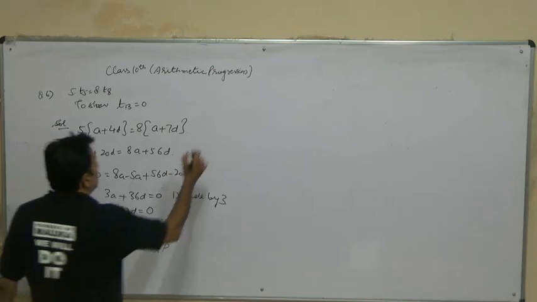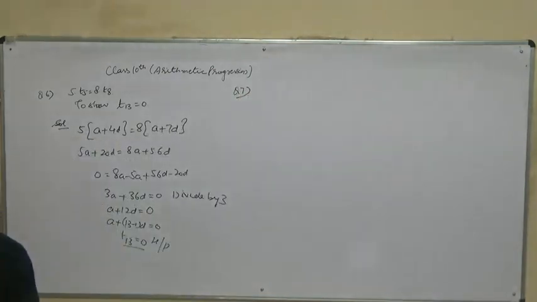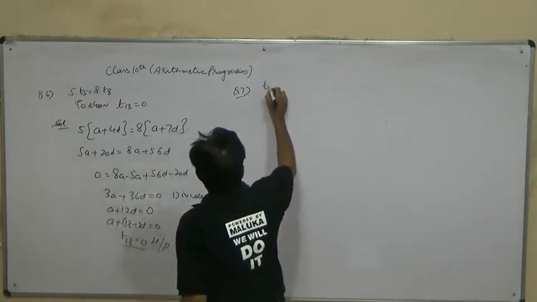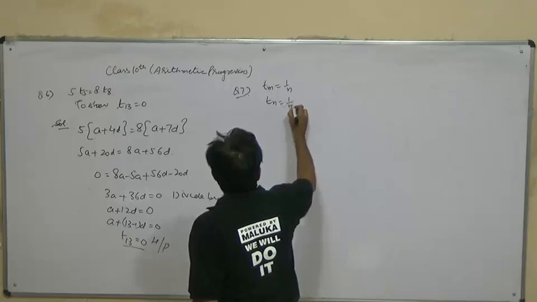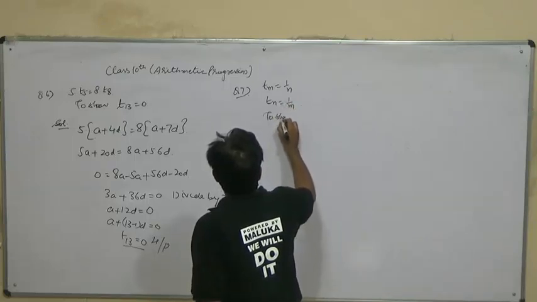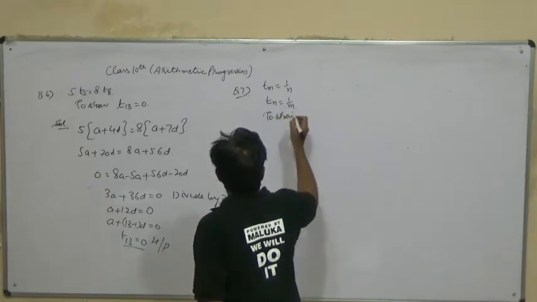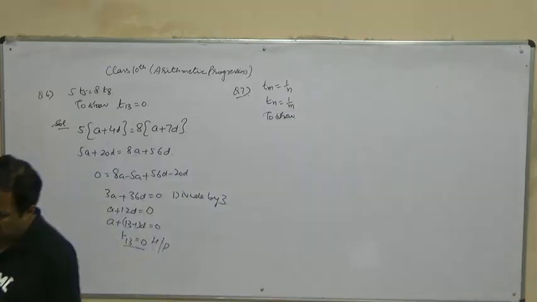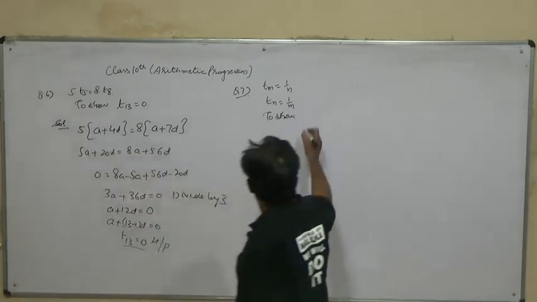Then the seventh question is: if the mth term of an AP is 1 by n, we are given Tm is equal to 1 by n, Tn is equal to 1 by m. This is given, to show that the m into nth term is 1.